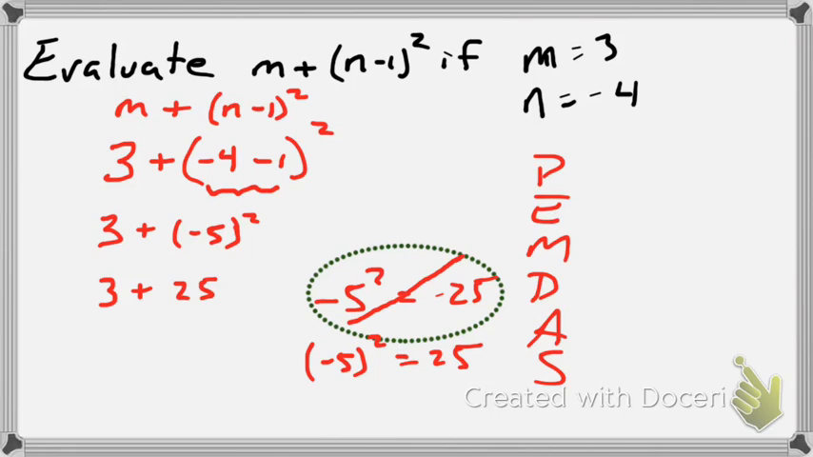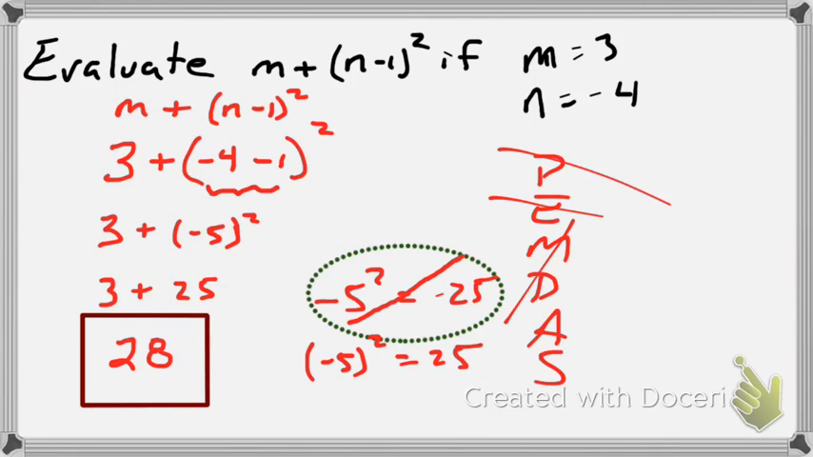And then we're going to do multiplication and division. I don't see any. All we have left is an addition problem. The correct answer is 28.